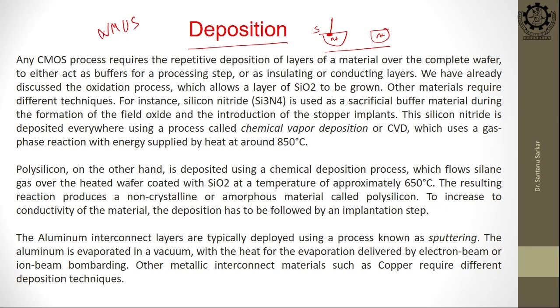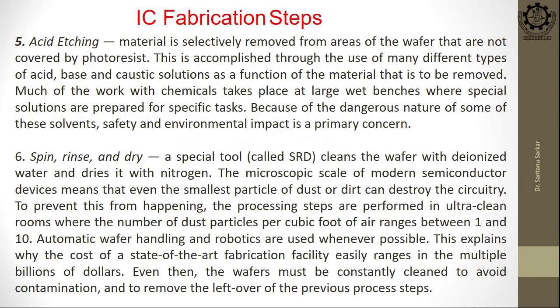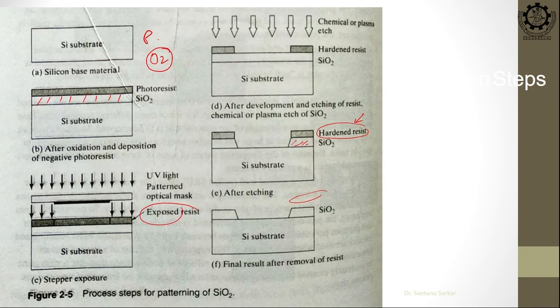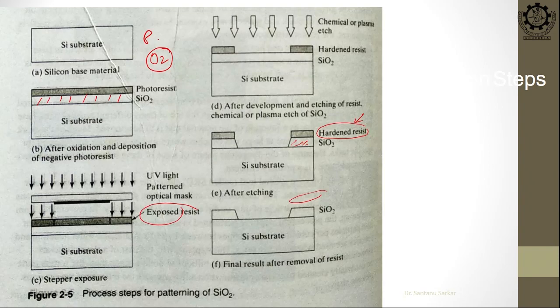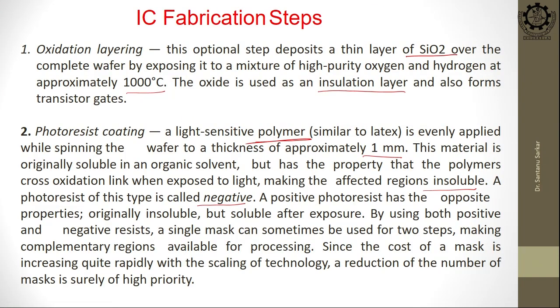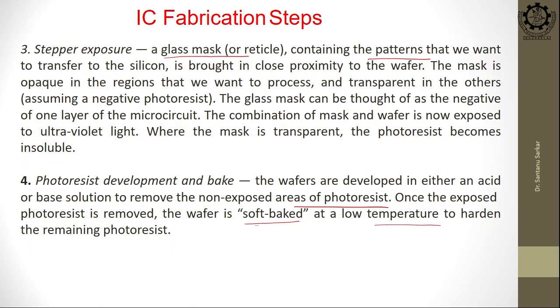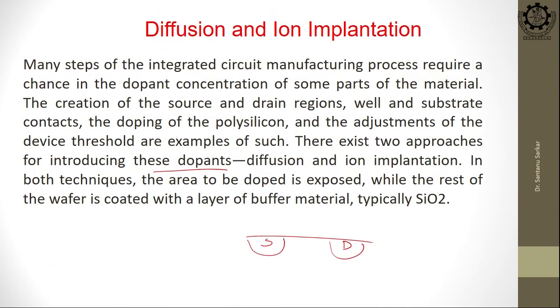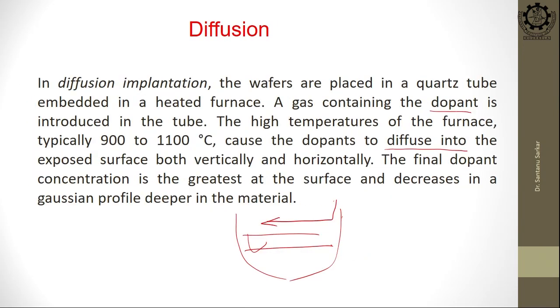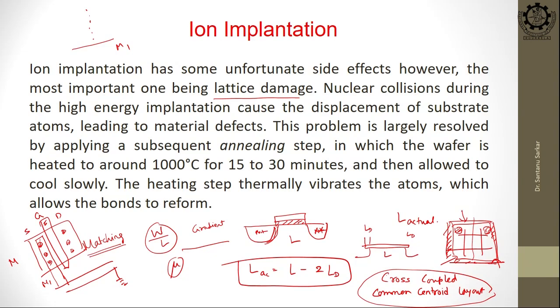So, how are we progressing? First we discussed the different techniques of fabrication. What are the techniques? Oxidation, photoresist, spin, acid etching, dry etching, etc. Then how are we doing the diffusion? We are using diffusion and ion implantation. The next step is to make the contact, what are we using? Deposition. Okay.